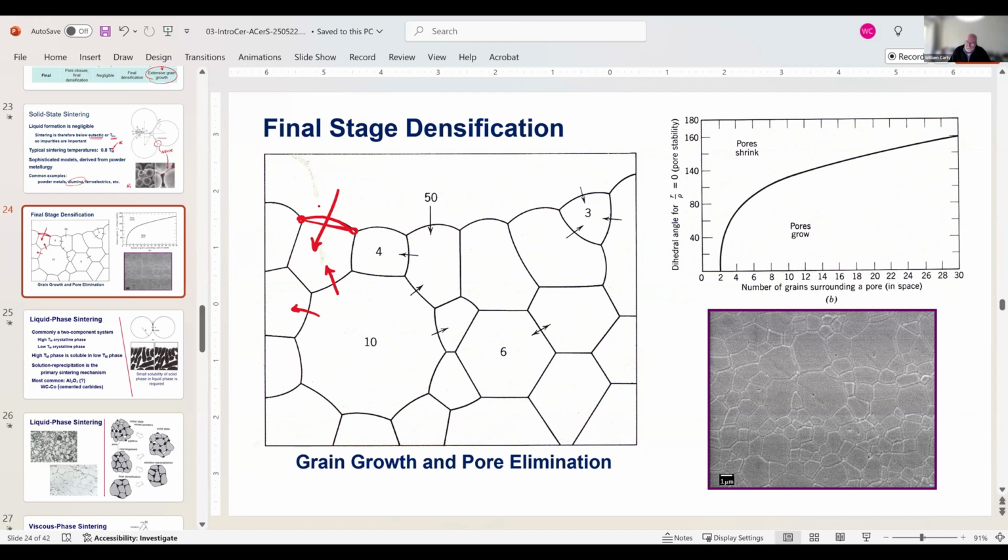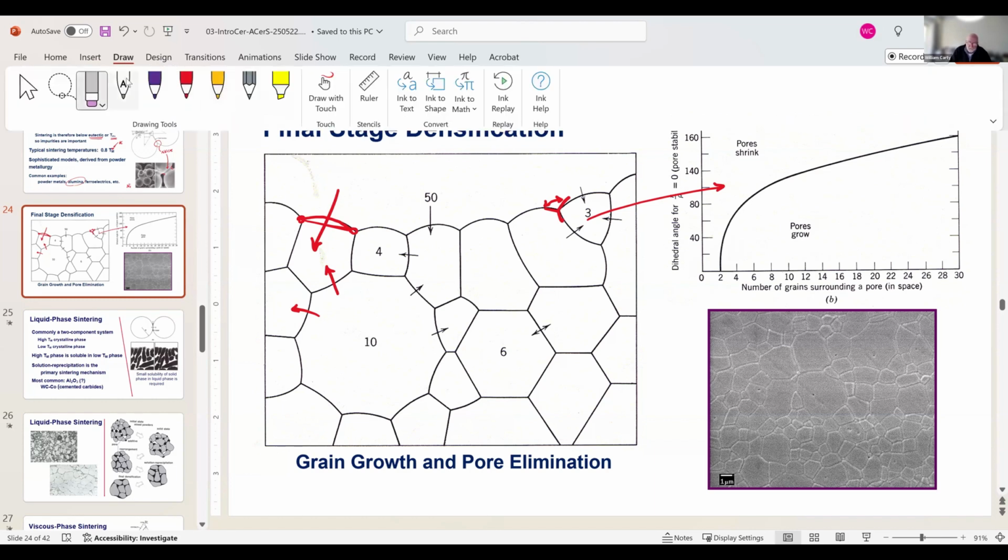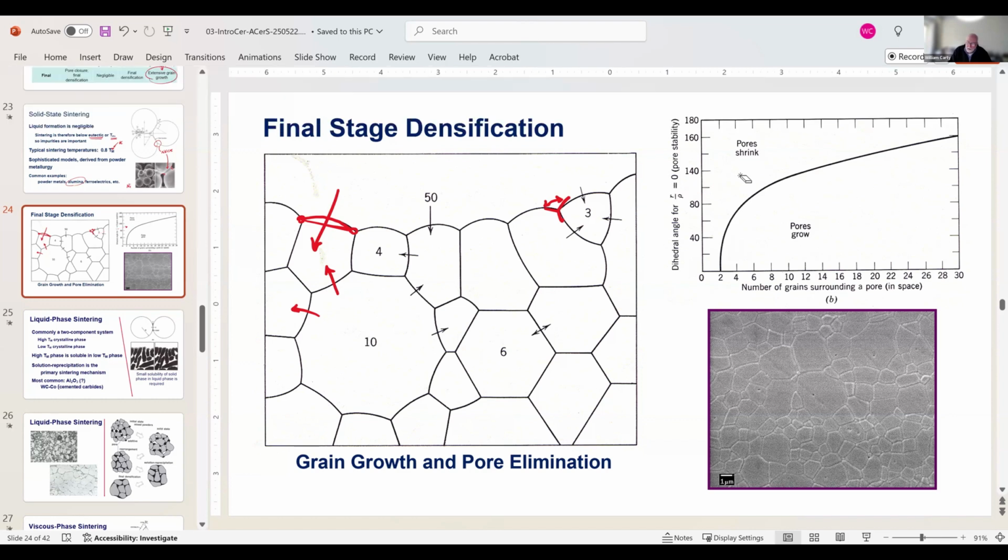That's where this diagram comes from. You come over here and you say pores grow down here, pores shrink up here. And so what you get, this is a dihedral angle. That's this angle here in this system. And you get what's called an equilibrium dihedral angle, which might eliminate that line because it's just poorly placed.